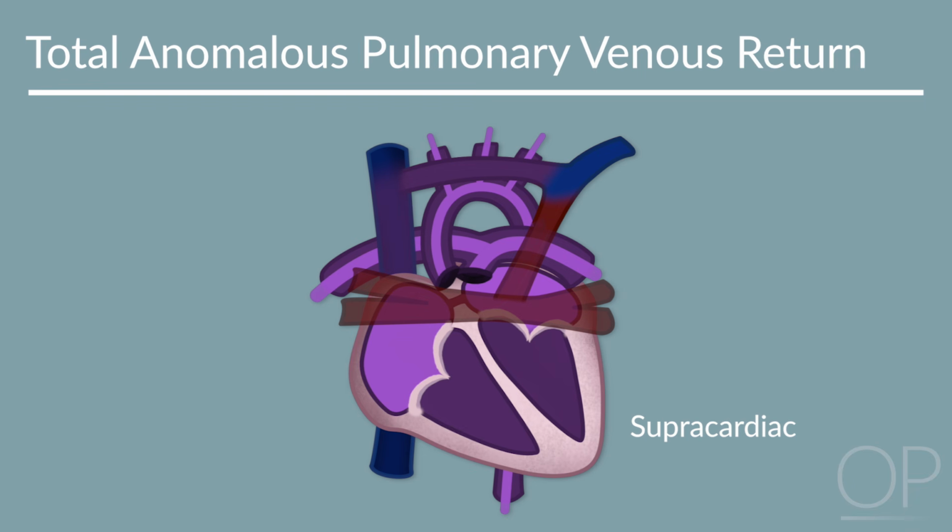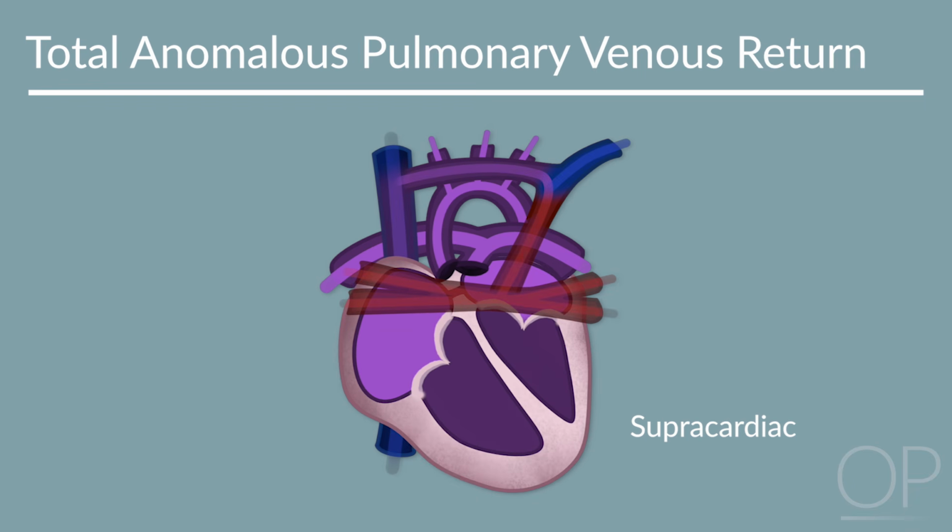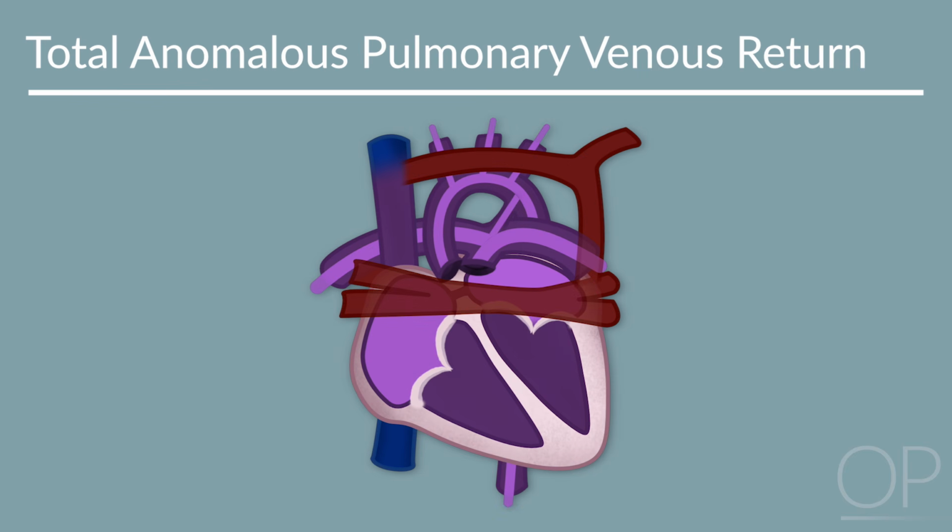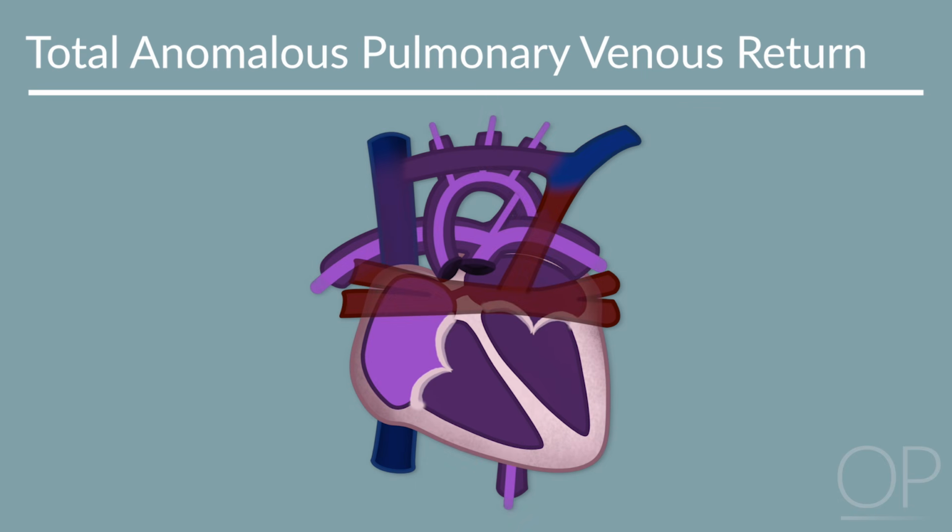This anatomy leads to mixing of the oxygenated pulmonary venous return and deoxygenated systemic venous return in the right atrium. The increased flow to the right heart leads to dilation of the atrium and ventricle. The partially oxygenated blood is shunted from right to left through an ASD, or less commonly through a PDA, resulting in cyanosis and early right-sided heart failure.